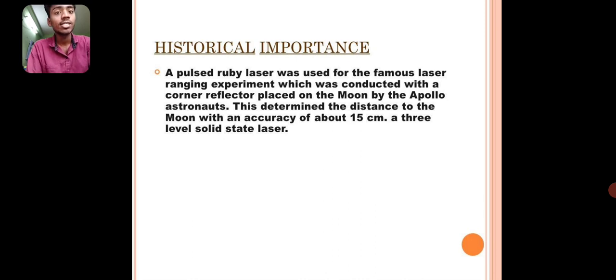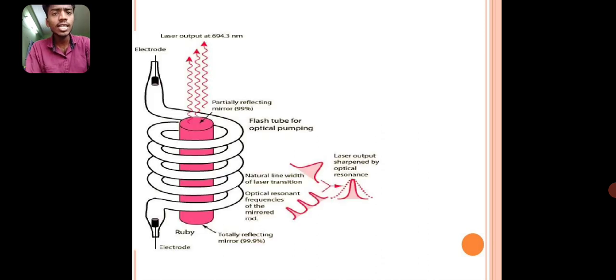Historical importance. A pulsed ruby laser was used for the famous laser ranging experiment, which was connected with a corner reflector placed on the moon by Apollo astronauts. This determined the distance to the moon with an accuracy of about 15 centimeters. It is a 3-level solid-state laser. In this diagram, you can see a partially reflecting surface at one end and a fully reflecting surface at the other end, where light is emitted only from the partially reflecting surface.